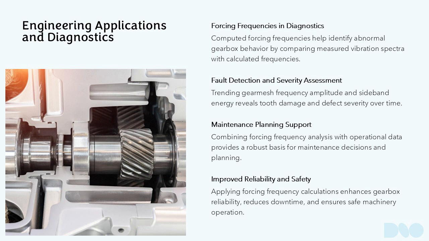By comparing measured vibration spectra with calculated shaft, gear mesh, and sideband frequencies, engineers can quickly identify abnormal behavior and assess gearbox condition. In practical applications, these calculations support fault detection, severity assessment, and maintenance planning. Trending GMF amplitude over time can reveal progressive tooth damage, while increasing sideband energy may indicate worsening modulation due to defects. When combined with time waveform analysis and operational data, forcing frequency analysis provides a robust, defensible basis for maintenance decisions. Ultimately, the professional application of forcing frequency calculations improves gearbox reliability, reduces unplanned downtime, and supports safe and efficient operation of rotating machinery across a wide range of industries.